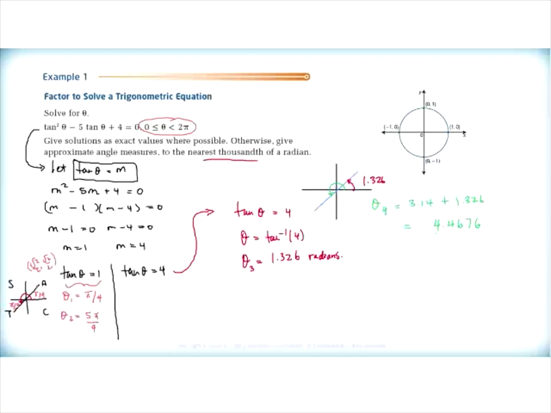Change this here. So to the nearest 1,000, it'll be 4.468. And the reason why, again, I added my 1.326 is because my reference angle right here is exactly the same as the reference angle over here. So that reference angle there is also 1.326. So I added pi to that to get my fourth value of theta. And I got the question done.